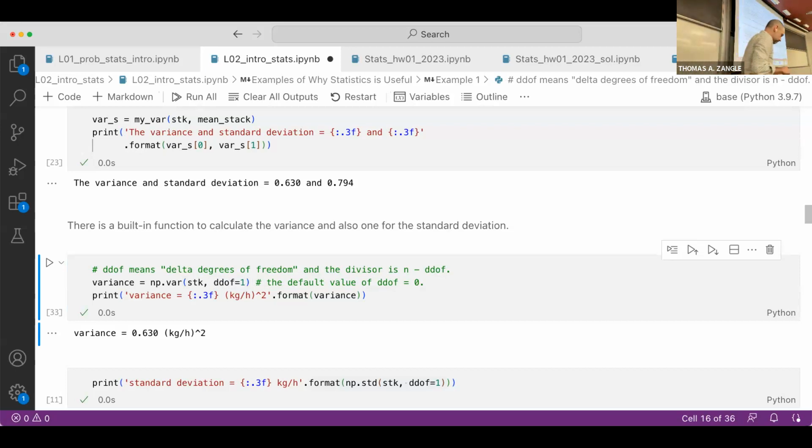Yes. I just want to make sure that the degrees of freedom, we're doing that equal to 1 because it's a sample population. That's correct. So we have this DDOF equal to 1 as an argument into np.var because it is a sample, not a population. If this were population data, we could either put in DDOF equal to 0 or just omit that argument entirely, and the default is DDOF equal to 0. That's the default behavior.